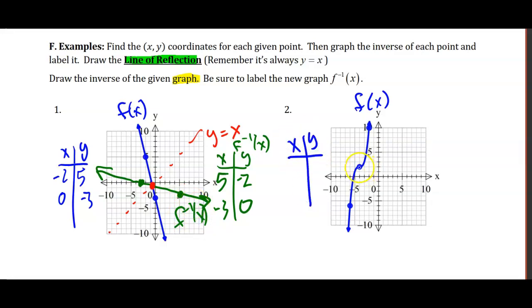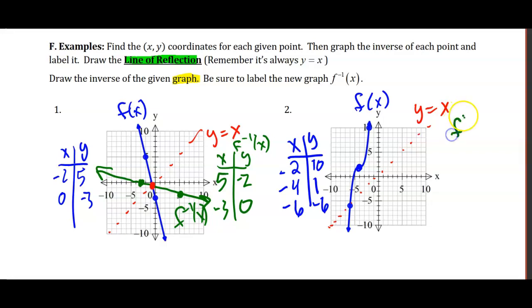The xy points that I see stated on this graph in solid points are (-2, 10), (-4, 1), and (-6, -6). Okay, so that's my function. So my inverse set, before we do that, let's draw the line of reflection, y equals x. Okay, f inverse of x. Let me write that again because that's bad.